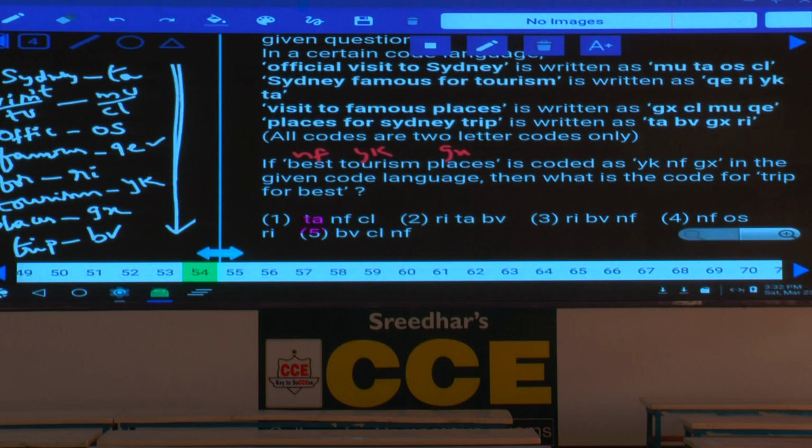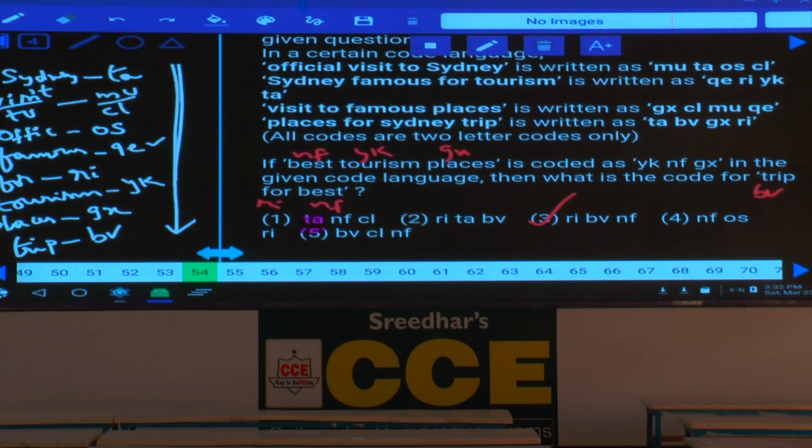And in the given code language, what is the code for the word trip for best? Now trip for best, trip is what? BV, and for stands for RI, and best stands for what? NF. Hence what is the answer here? BV, RI, NF, that is given in choice 3. Now question number 89, choice 3. BV, RI, NF.